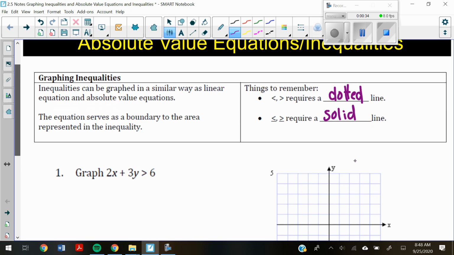So on the top of your page, on the top of your notes, I want you to add this part too. You're going to shade up.